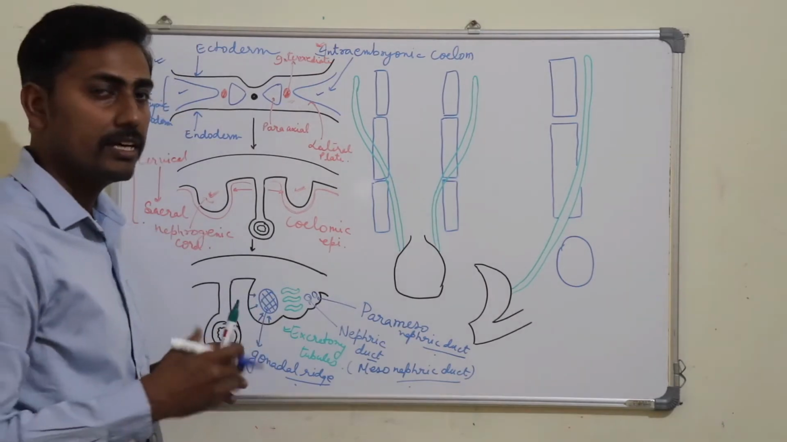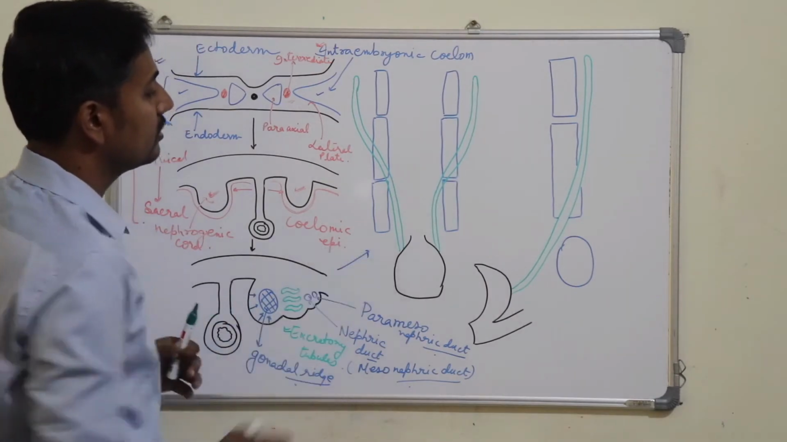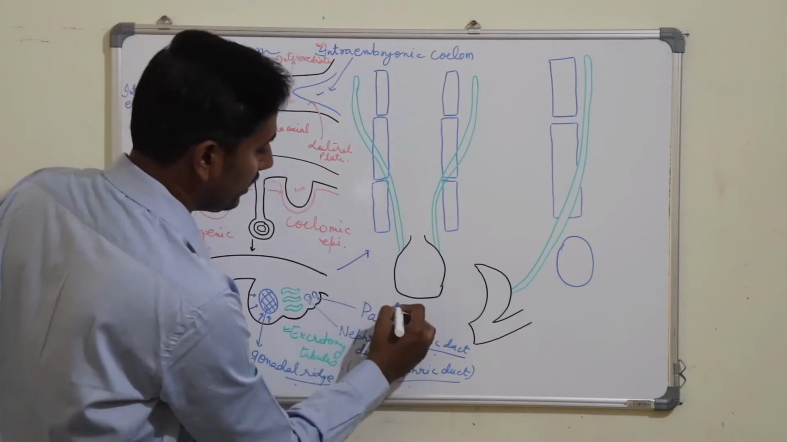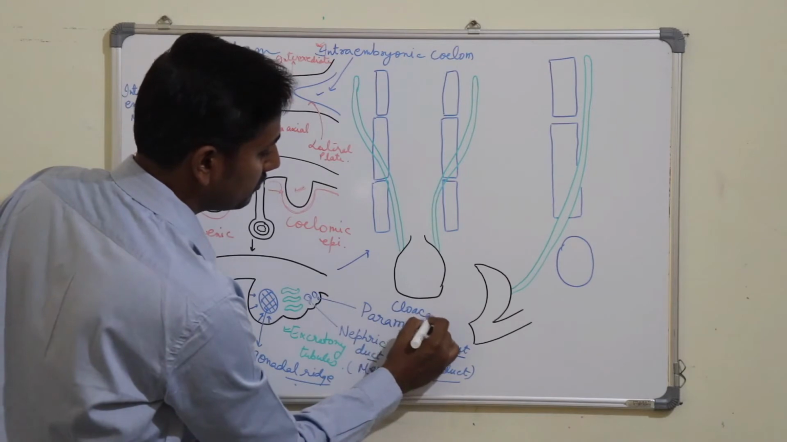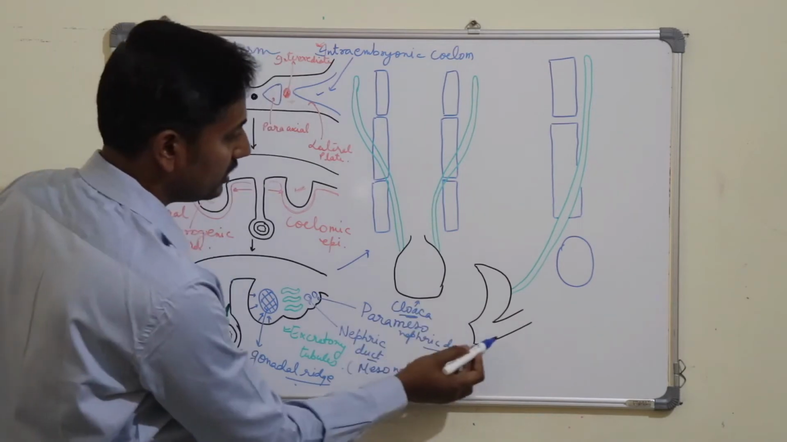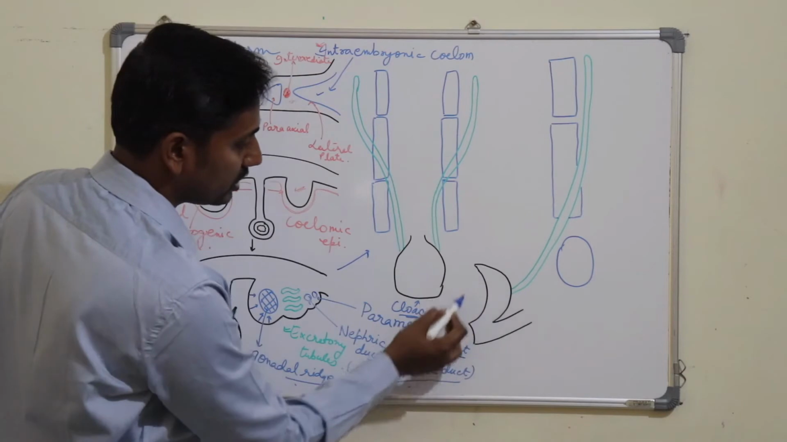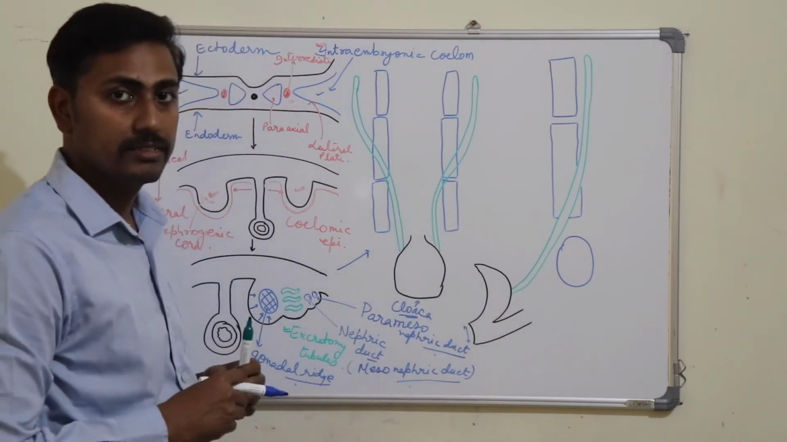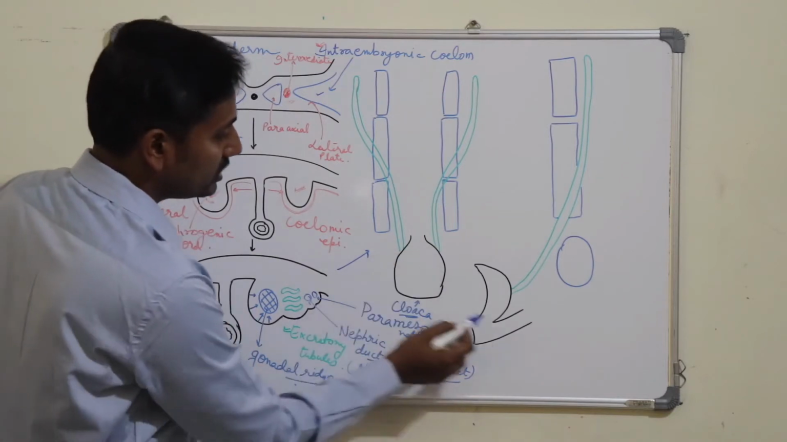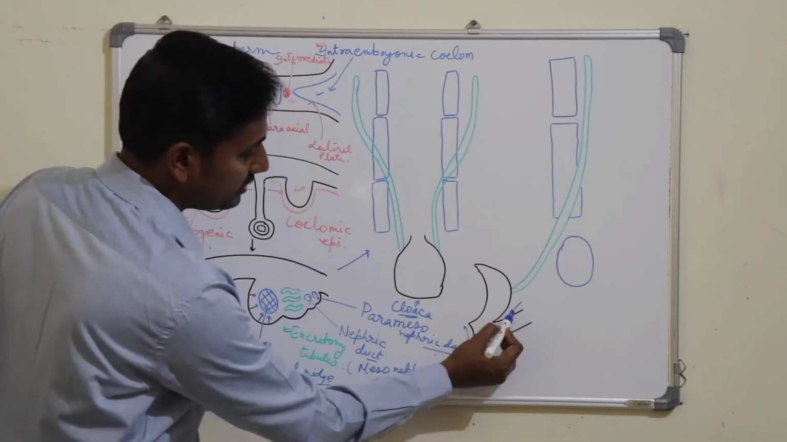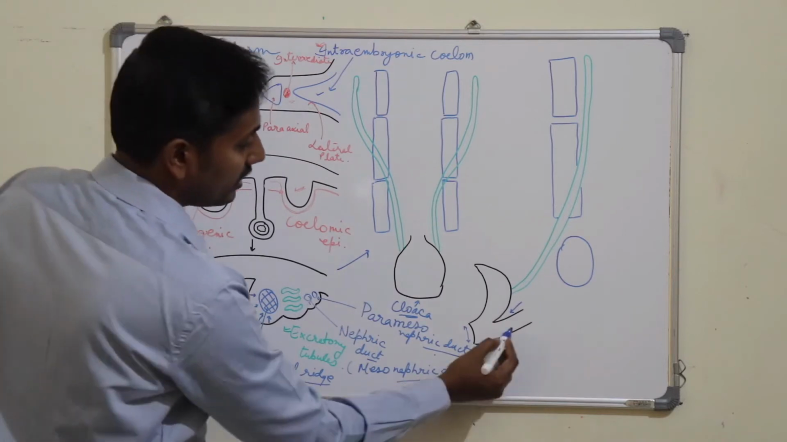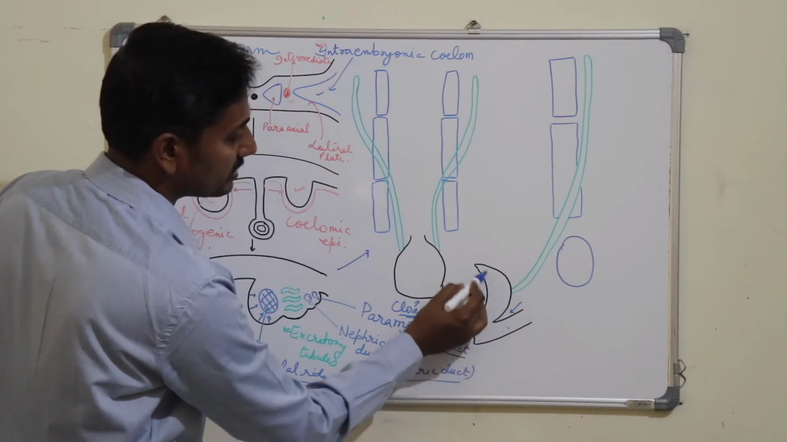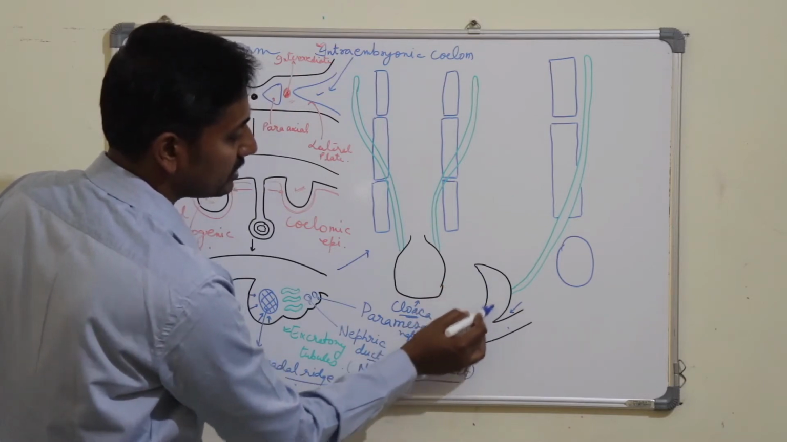Let us see another diagram, this one. Here we can see this structure is known as the cloaca. We can see here also this one. This whole structure is known as the cloaca. This is the cloacal membrane. Okay. This cloaca was divided by a urorectal septum into a rectum and a primitive urogenital sinus. This is the urogenital sinus.